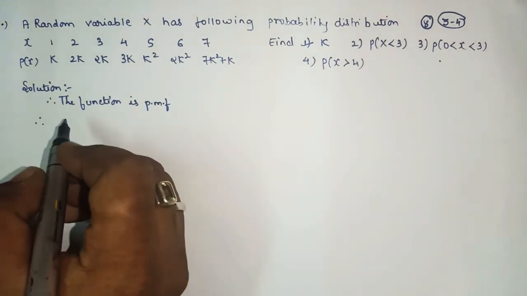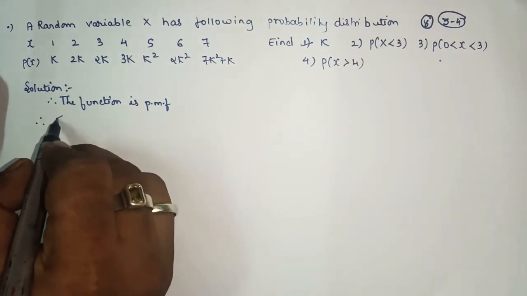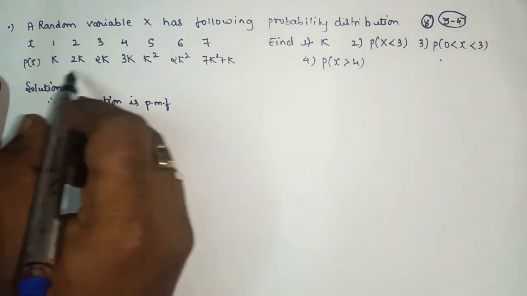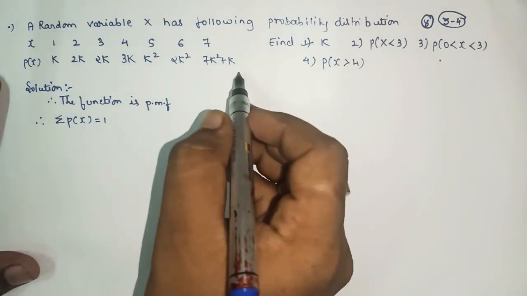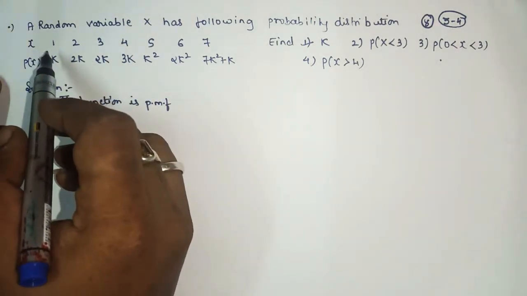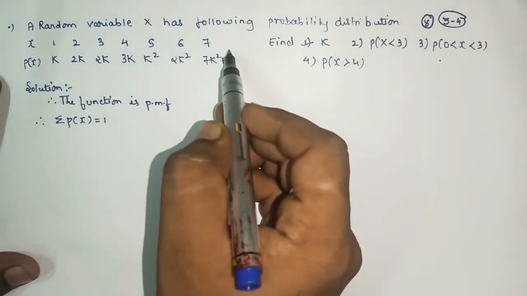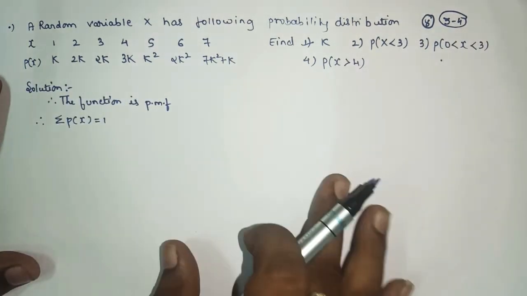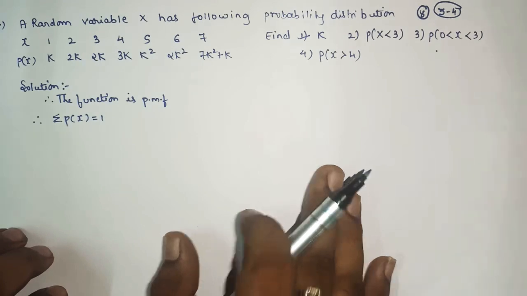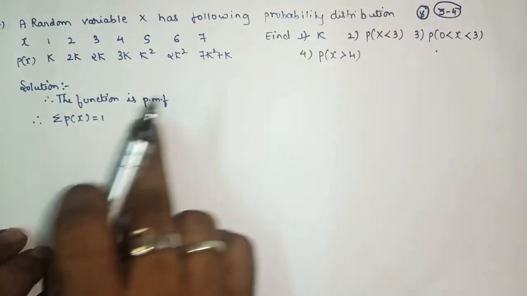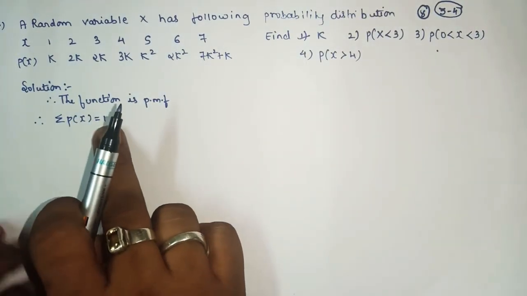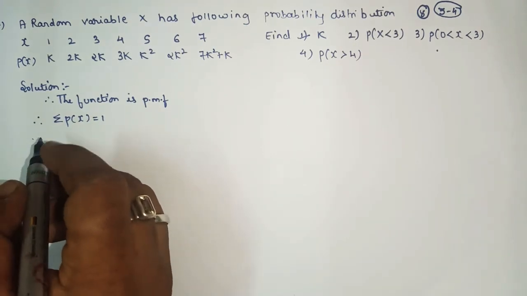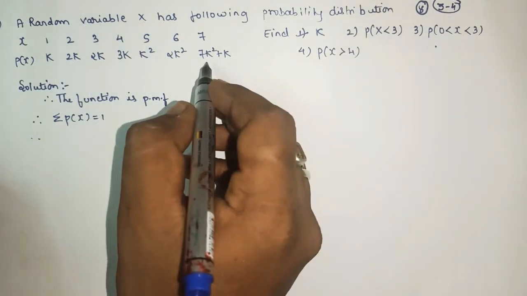That means the total of P of x is equal to 1. When you add the probability of each and every value of the random variable x, the total will be equal to what? 1. So remember, whenever we have to find the value of k, you have to apply this formula. Okay, so therefore now we'll add all the probability values.